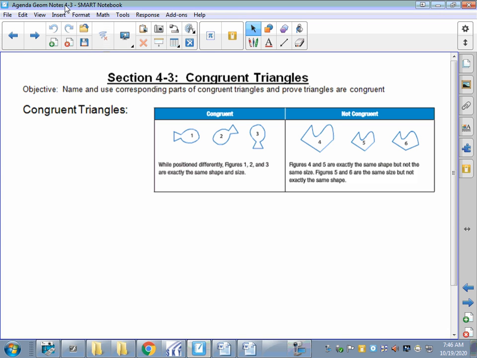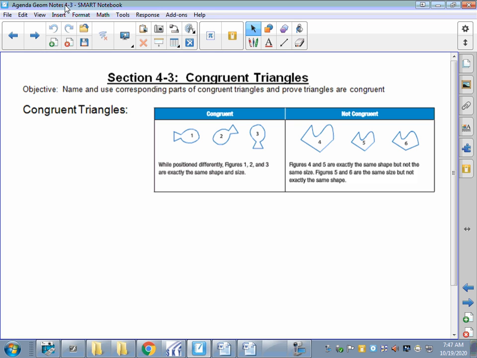We are moving on to section 4.3, congruent triangles. And really, it's talking about congruent triangles, but we could talk about any shapes if we wanted to, congruent figures. So the objective is to name and use corresponding parts. So we'll talk about what those corresponding parts are. Let's also talk about what congruent means. We all know the word congruent. We've been using it a lot.